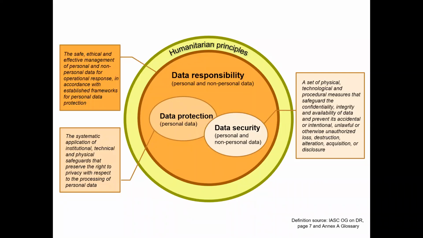And here we get to data responsibility, which can therefore be understood as the overarching concept. It encompasses both data security and data protection. It includes both personal data and non-personal data, all the while acknowledging the specific rules and laws that are set for personal data, as we saw earlier in the definition. And then, of course, on the yellow outer layer, we have the highest level with the humanitarian principles of humanity, neutrality, impartiality, and independence, within which all our humanitarian action takes place, including on data management.